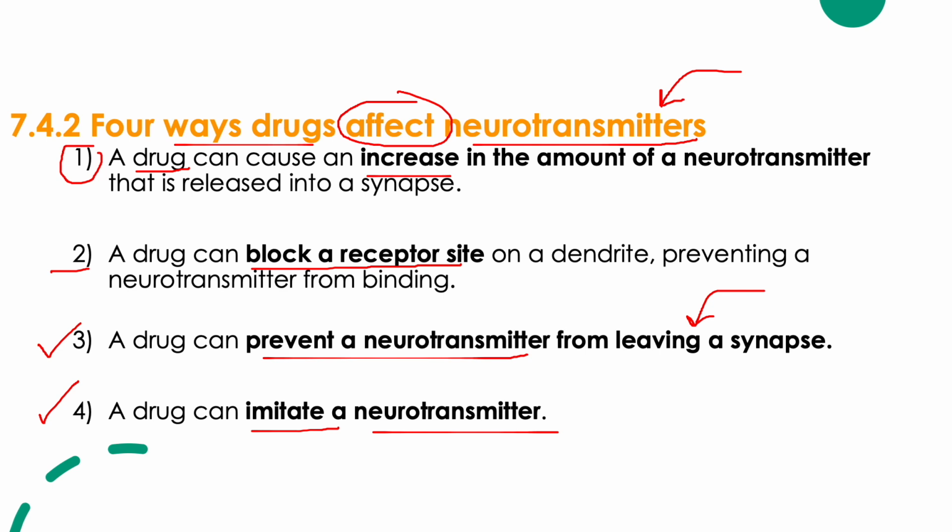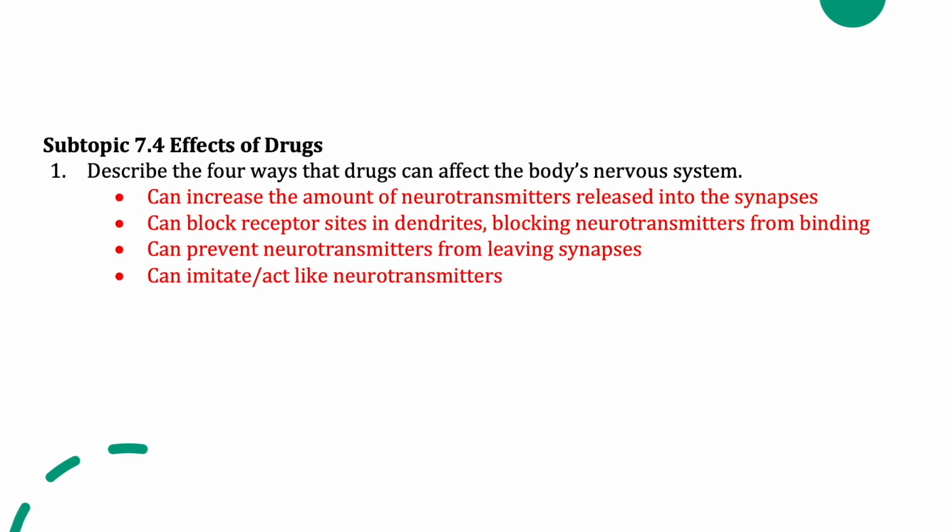Let's have a quick look at the question. The question says, describe the four ways. So the same four ways you have to say: increase the amount of the neurotransmitter, block the receptor, prevent the neurotransmitter from leaving the synapse, and imitate, act like, or copy the neurotransmitter.